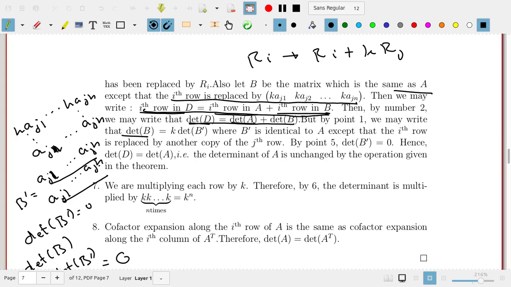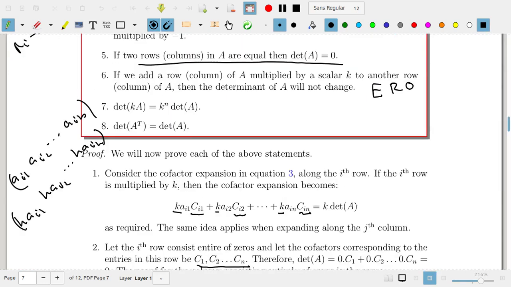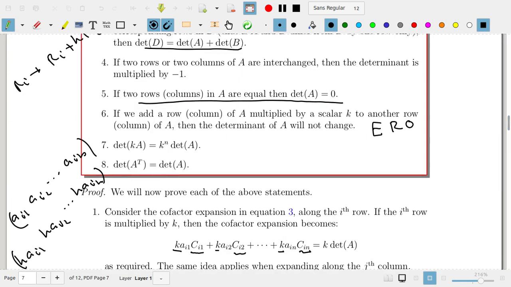Okay, so the next part, which is part 7, tells us that the determinant of kA is k to the n times the determinant of A. So if you multiply a scalar by the matrix, it's the same as multiplying the determinant by k to the n. This is pretty easy to see.